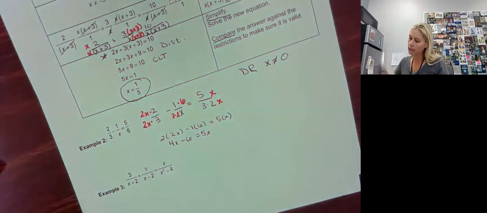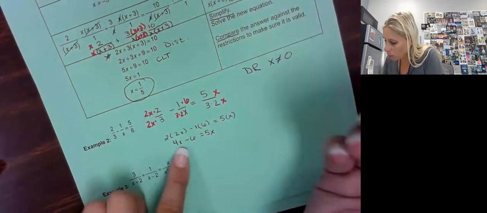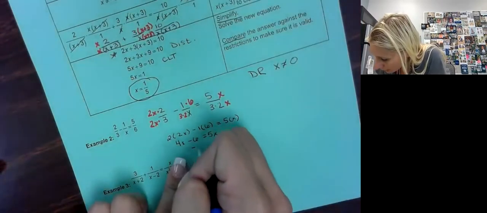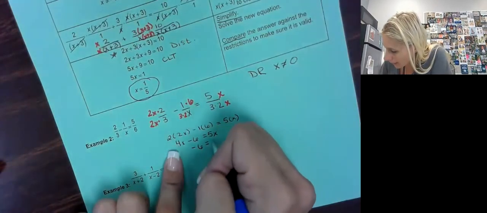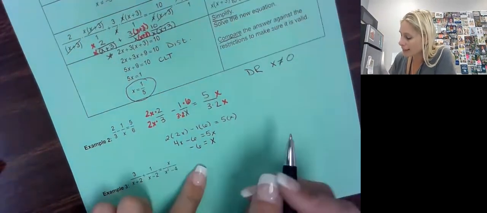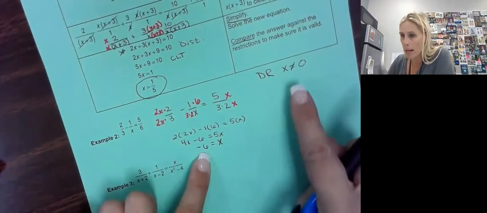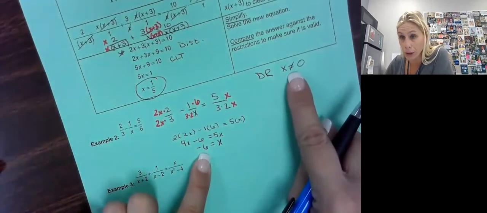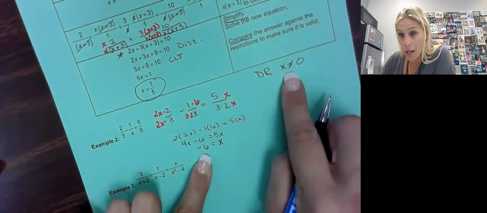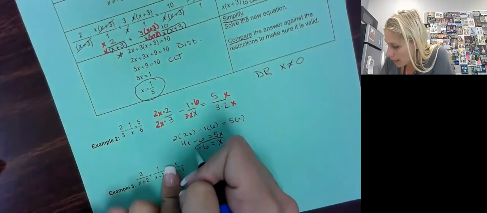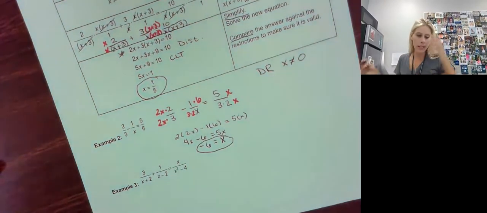All right, I don't have to distribute or combine like terms, but I do need to get x by itself. X is on both sides, so I am going to move that over. So I get -6 equals, I'm going to subtract the 4x from both sides, so I get x. So x is -6. And then I'm going to compare my domain restriction, and I can see that they're not interfering with each other. So x equals -6.